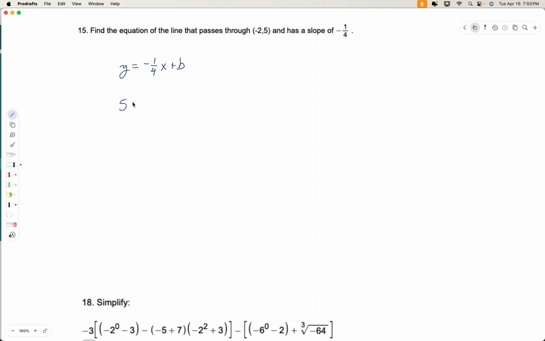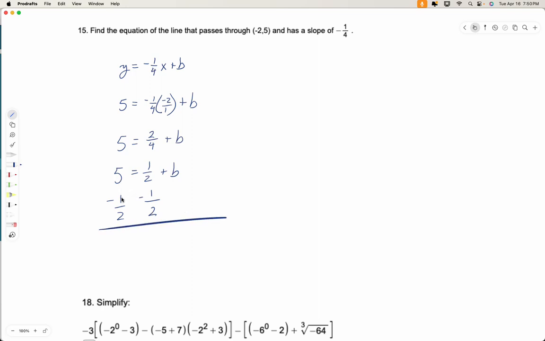So y is 5 and x is negative 2. Put that over 1 to make it a fraction, plus b. 5 is equal to 2 over 4 plus b. I can go ahead and reduce that to 1/2, and I can subtract that from both sides.